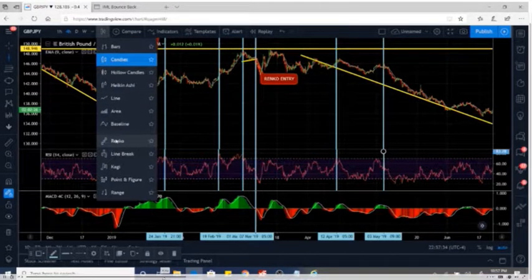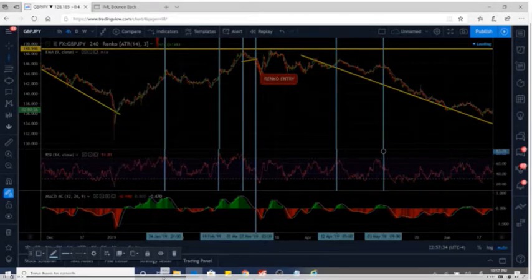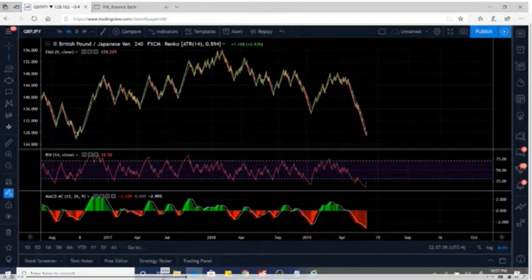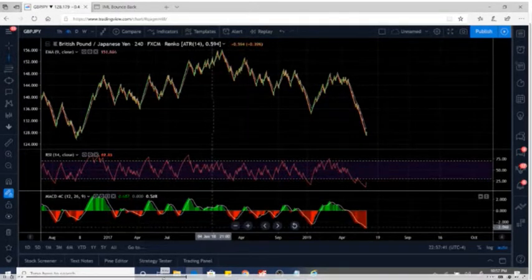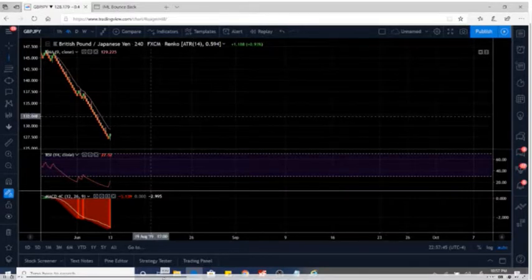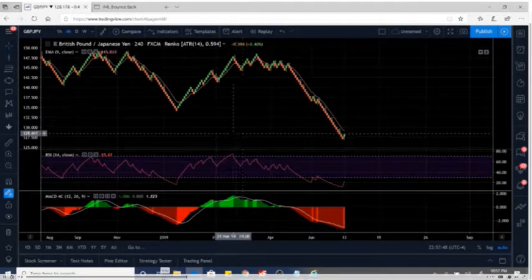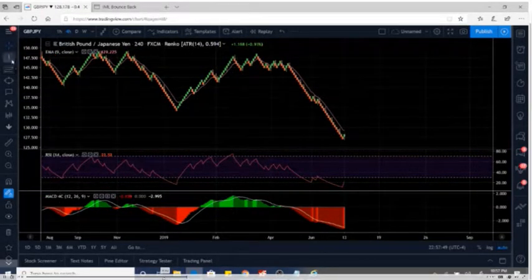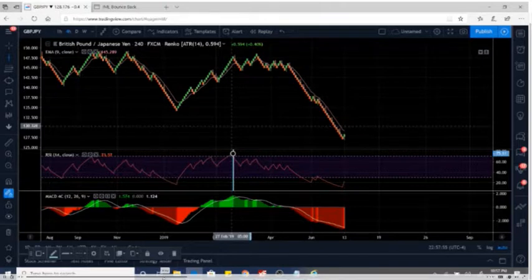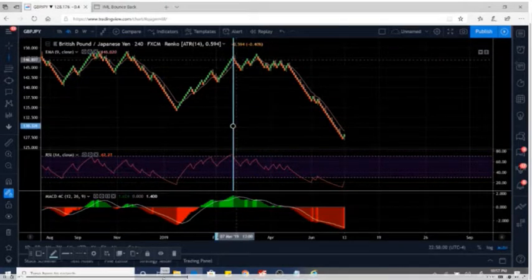Whereas Renkos, on that same 4 hour, 1 time. Right here. See the difference? That same 4 hour, 1 time. See that? 1 time to candlesticks, 5 times.